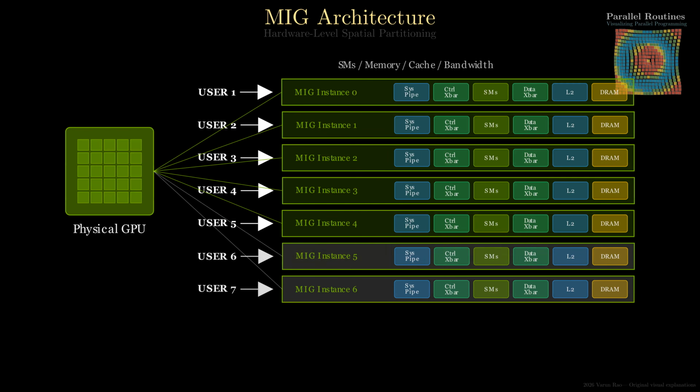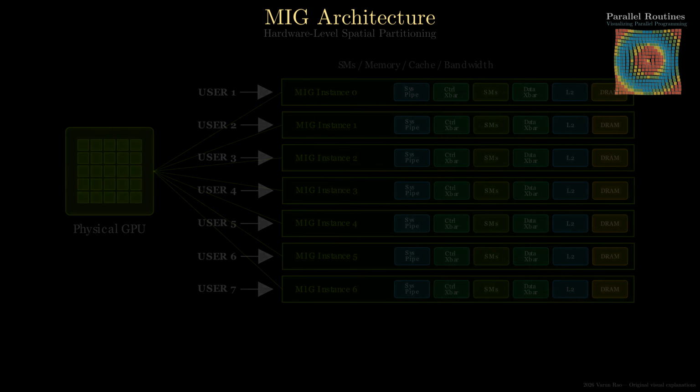Multi-instance GPU, or MIG, allows a GPU to be spatially partitioned at the hardware level into separate GPU instances. Each instance receives dedicated streaming multiprocessors, crossbar resources, cache banks, and isolated memory channels. These separate data paths provide hardware-level isolation between instances.